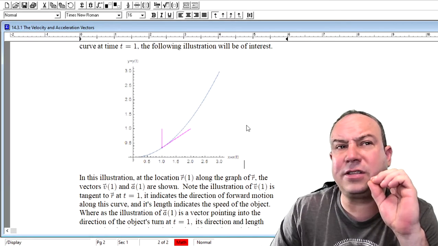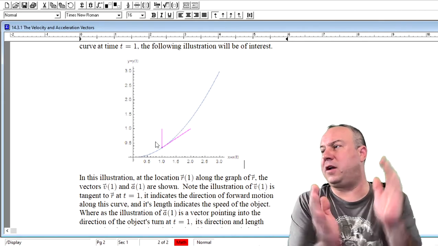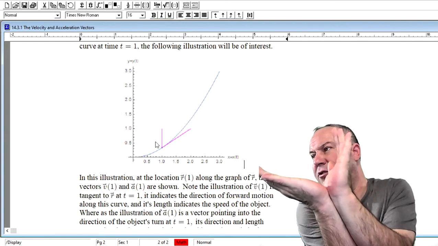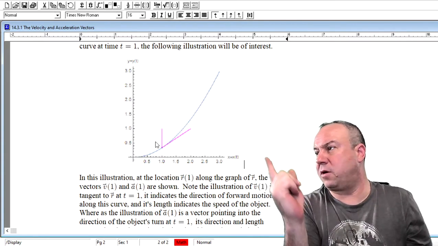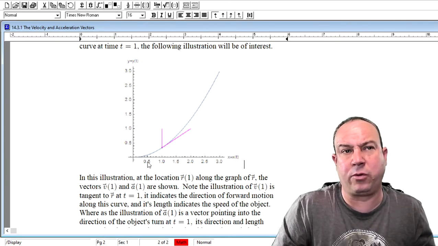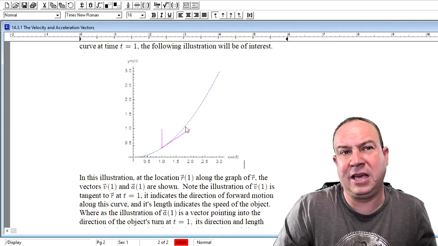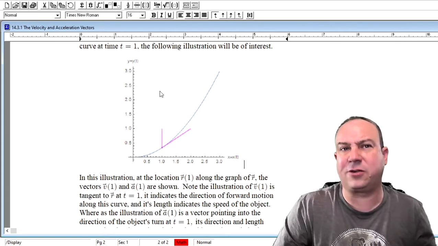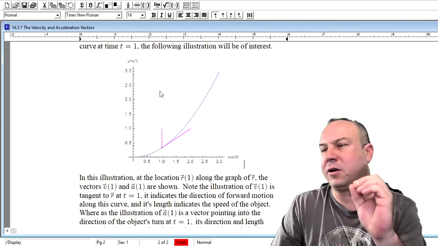So this vector that's actually pointing into the curve, right, if we think about the curve kind of curving this way, that vector is sort of pointing off into the curve here, right? The curve is here, turning, if we're moving forward this way, curving this way, and that acceleration vector is pointing off into our curve.